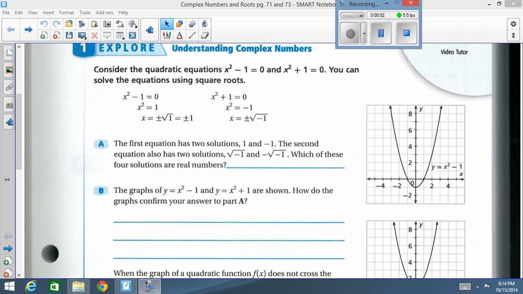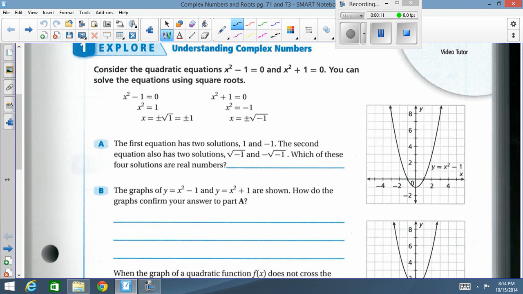Okay, everybody, so we are on page 71 of your workbook here. Have some guided notes going along here, so make sure you stay with me. We are entering the world of complex numbers. So let's dive into these, and you may not know what complex numbers are yet, but you will pretty soon.